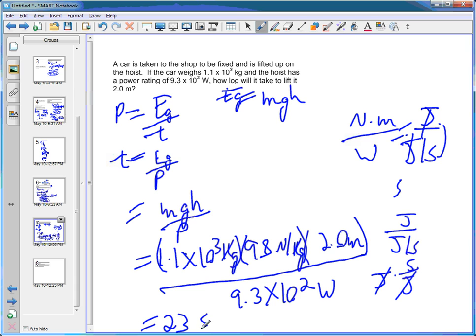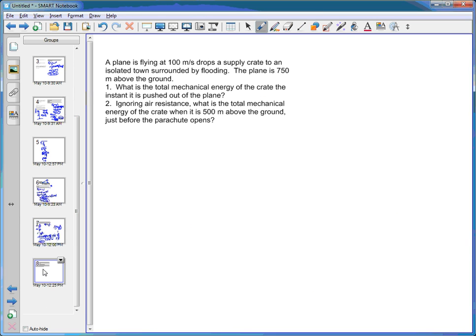Okay, let's look at another example. A plane is flying at 100 meters per second and drops a supply crate to an isolated town surrounded by flooding. The plane is 750 meters above the ground. What is the total mechanical energy of the crate the instant it is pushed out of the plane?